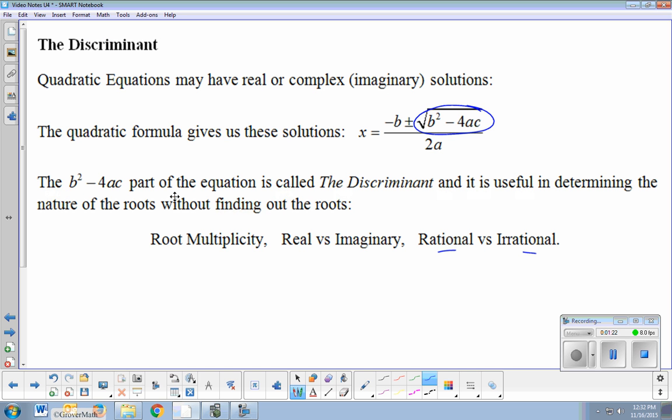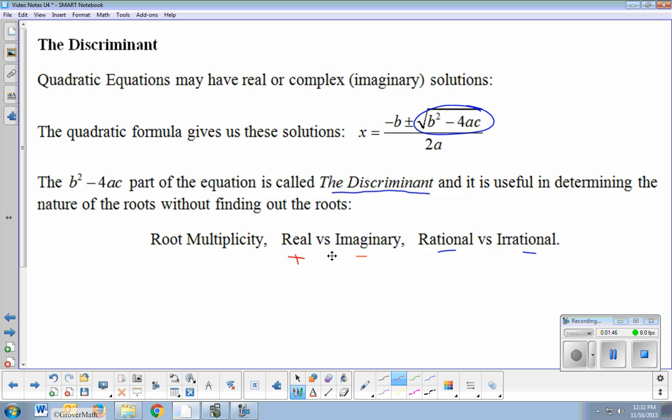The quadratic formula gives us these solutions. The b squared minus 4ac part of the equation is called the discriminant. And it's useful in determining the nature of the roots without finding out the actual roots. So we basically just get hints about the roots. We find out if they're real or imaginary. And basically, if the discriminant part is positive, then they're real. If it's negative, our roots are imaginary.